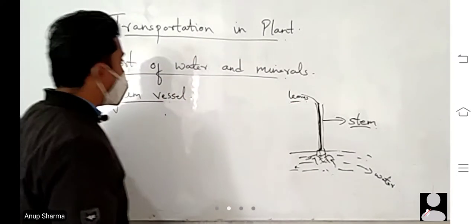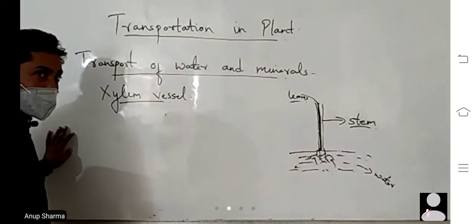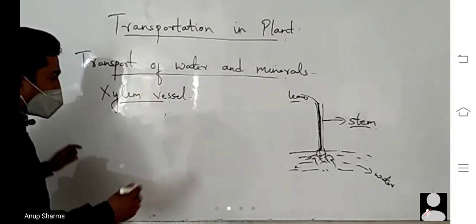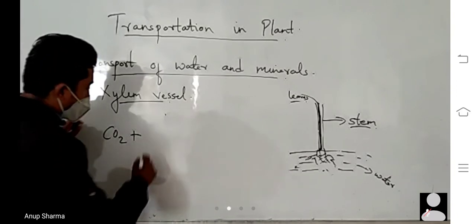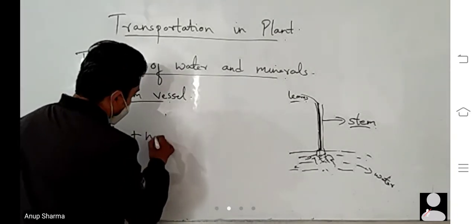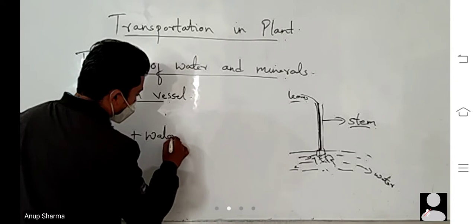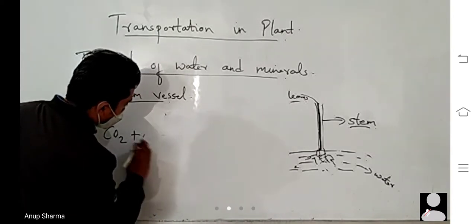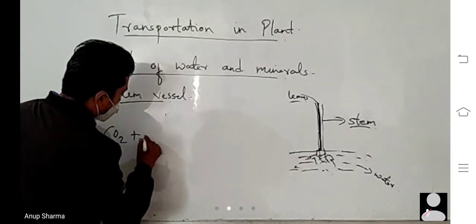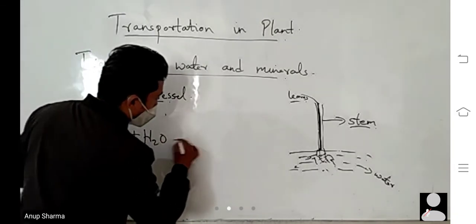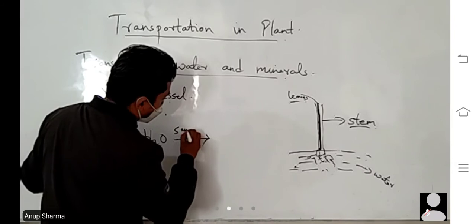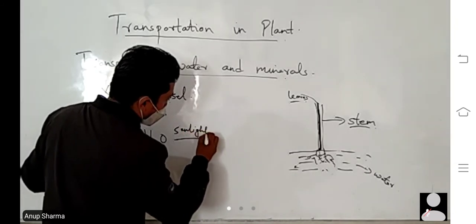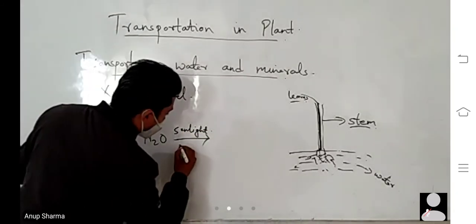Because for preparation of food, what does the plant require? It requires carbon dioxide and water, that means H2O. Carbon dioxide plus H2O in the presence of sunlight and chlorophyll.